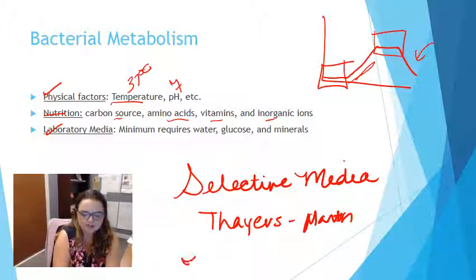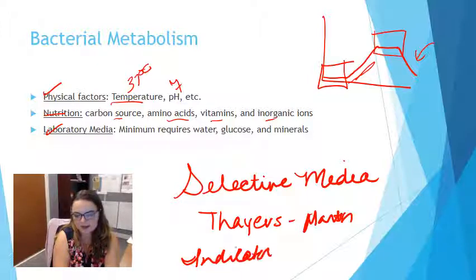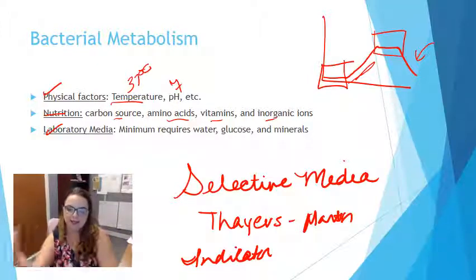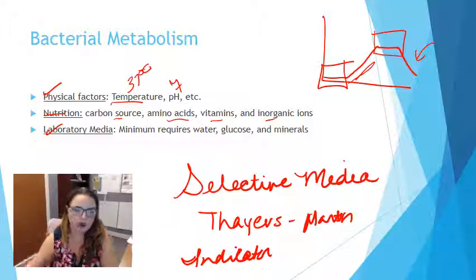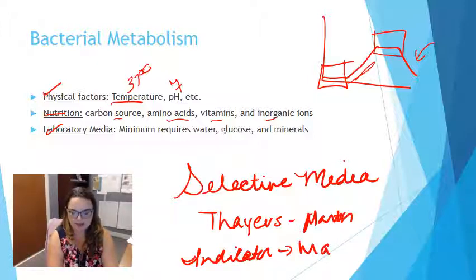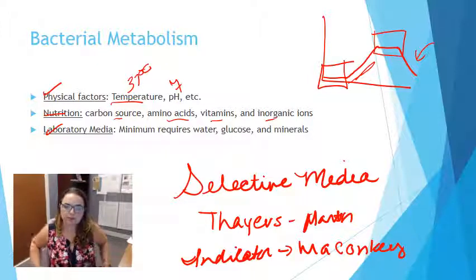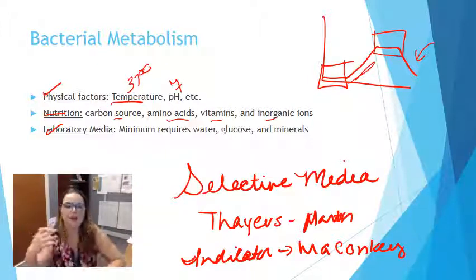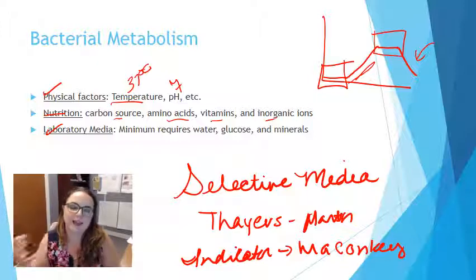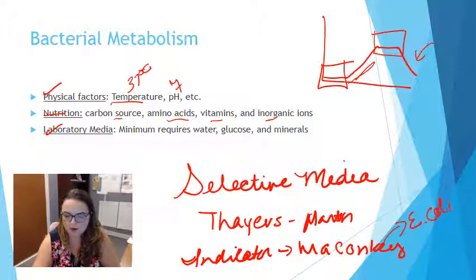You can also have indicator or differential media. This is media that helps tell you what the organism is as it's growing. An example of this would be MacConkey agar. MacConkey agar contains lactose. And there are some organisms that, when they grow on MacConkey, will turn the media a pink or red color if the organism is able to ferment lactose. E. coli is one of these. So when it grows out, we know that we're dealing with a lactose-fermenting organism.